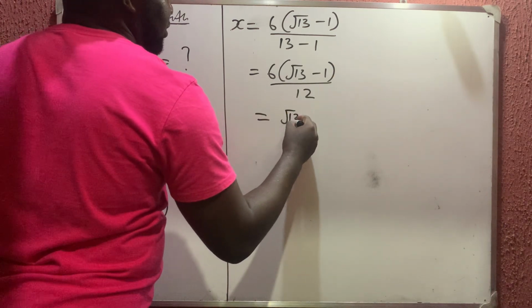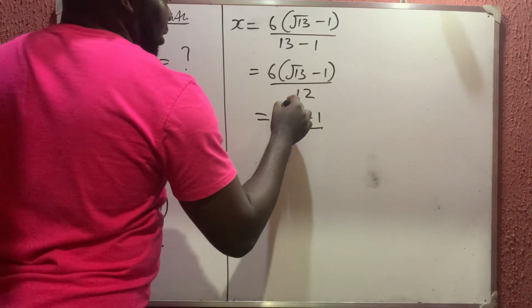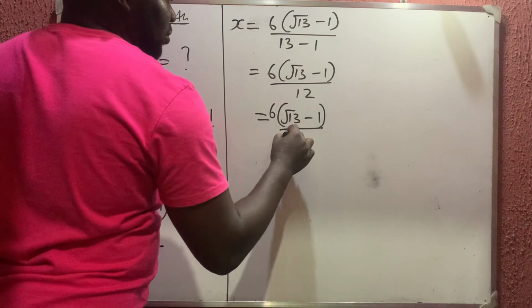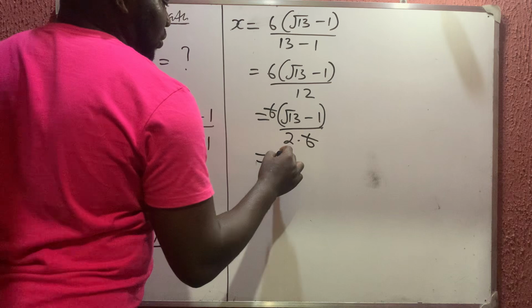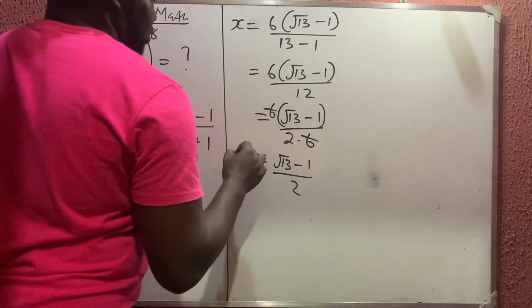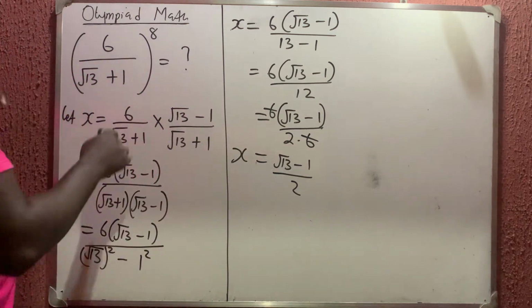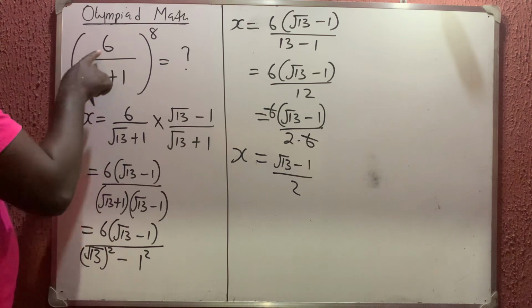So I'm left with the square root of 13 minus 1 all over, and 12 can be written as 2 times 6. So 6 takes care of 6, and I'm having the square root of 13 minus 1 all over 2. So this is my x. Now I'm looking for x raised to the power 8.